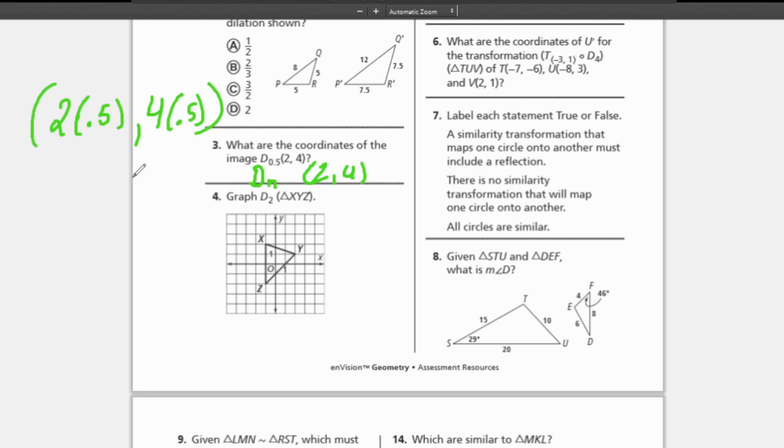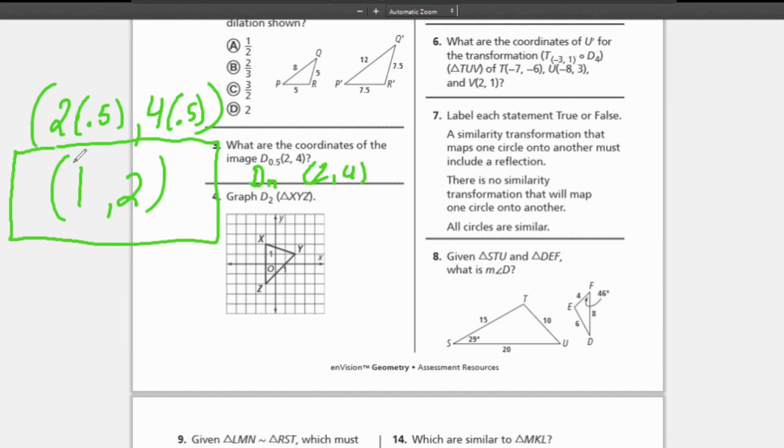And that's going to give me my new x and y coordinate. So 2 times 1/2 is 1, and 4 times 1/2 is 2. So my final resting place for my image of this point is (1, 2).